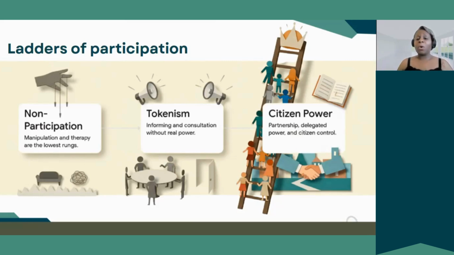Now, citizen power is at the top. That's when you have that partnership. There's delegated power and there's citizen control. And that is really some of the things that we're talking about, including running for office and being in an elected position. So I want to really distinguish between the tokenism and the citizen power.